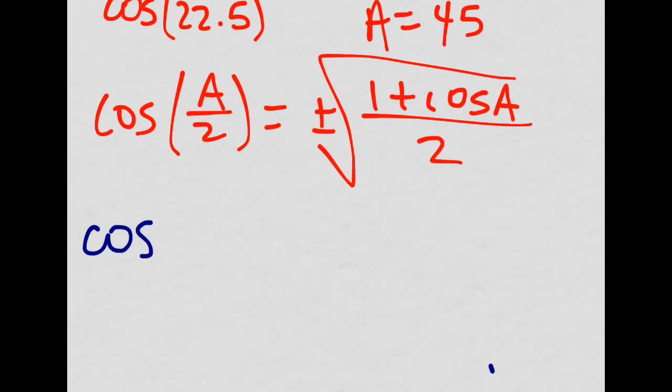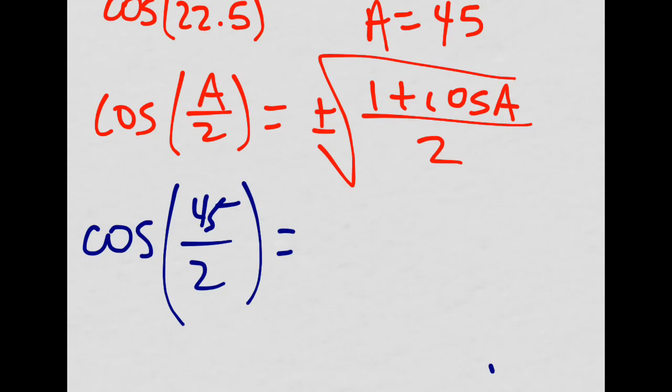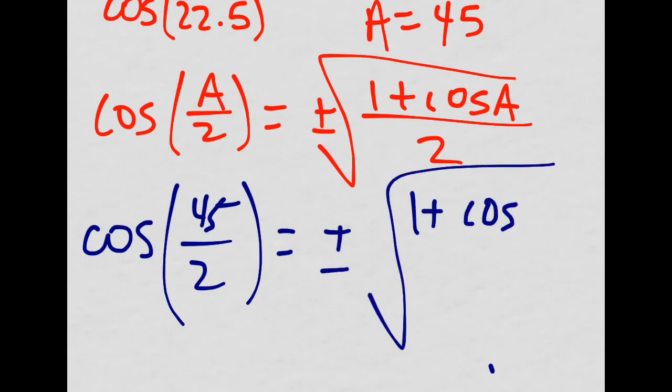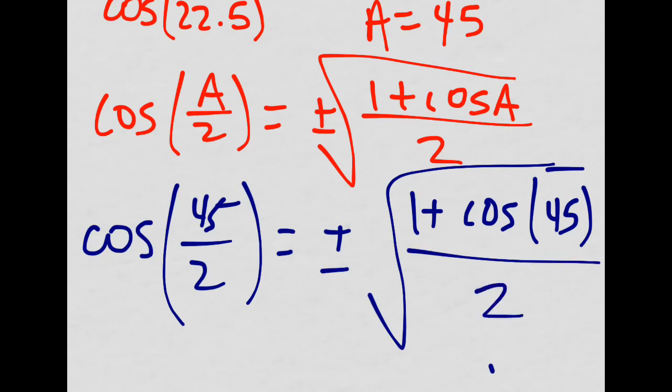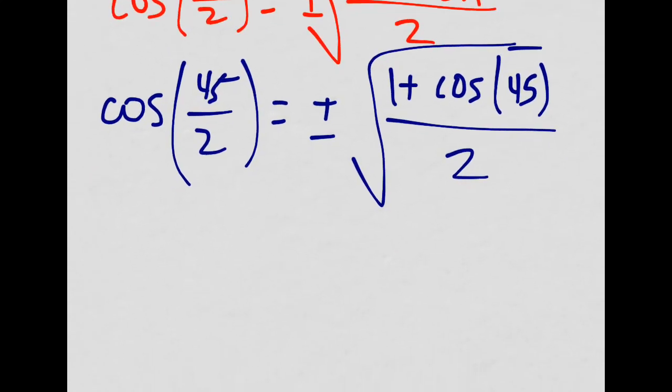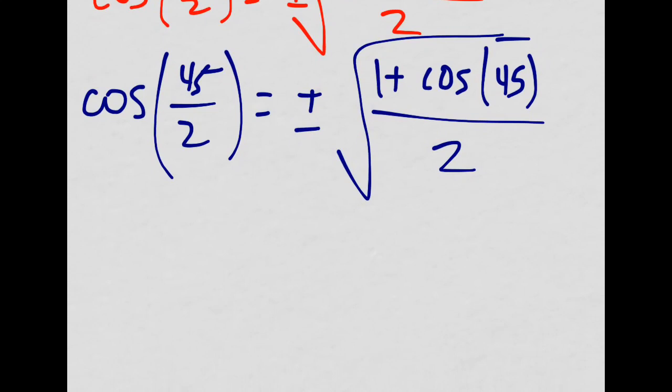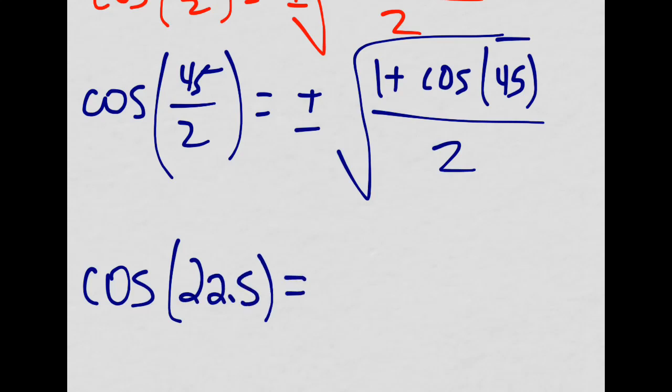Alright, so when we plug this in, I'm going to replace A with 45 everywhere. So that's equal to plus or minus square root. Oh, it's not writing. Okay. Alright, 45, so from there, I don't know why it's lagging so bad. Alright, so over 2, the cosine of 45 divided by 2 is 22.5, which is what we wanted. So it should work out like that every time.